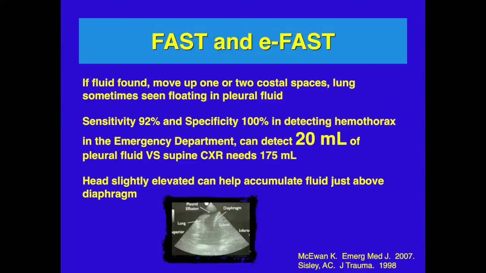So now that we've talked a little bit about FAST, let's talk a little about EFAST, which is extended FAST. If you do find fluid, move up one or two costal spaces. The lungs sometimes can be seen floating in pleural fluid. The sensitivity and specificity in detecting pneumothorax are very high in the emergency department, and you can detect 20 mLs of pleural fluid versus supine chest x-ray, which needs 175 mLs. Having the head slightly elevated can help accumulate fluid just above the diaphragm.